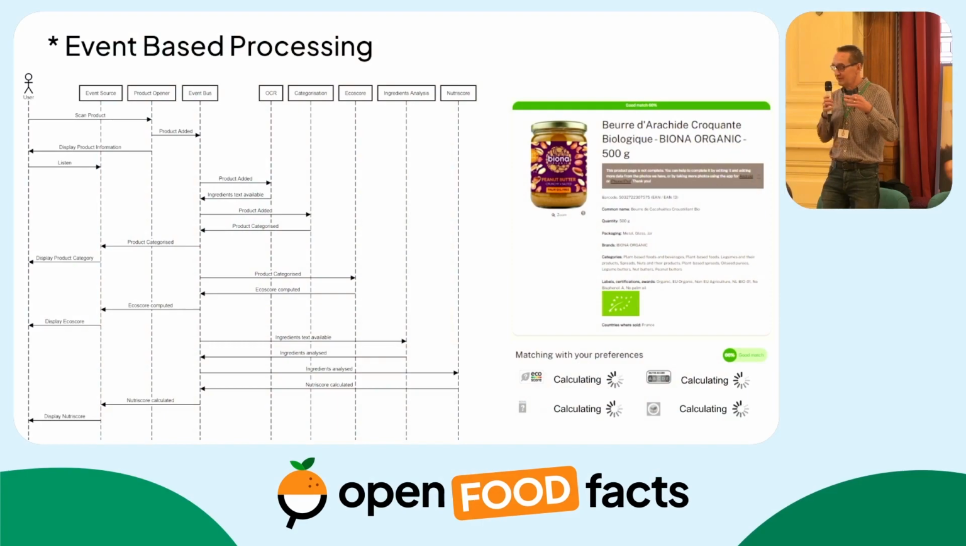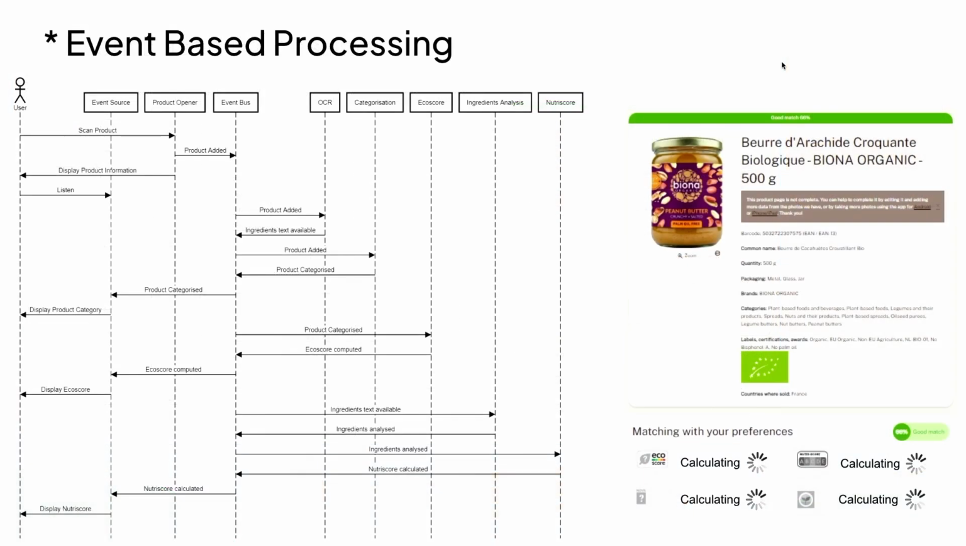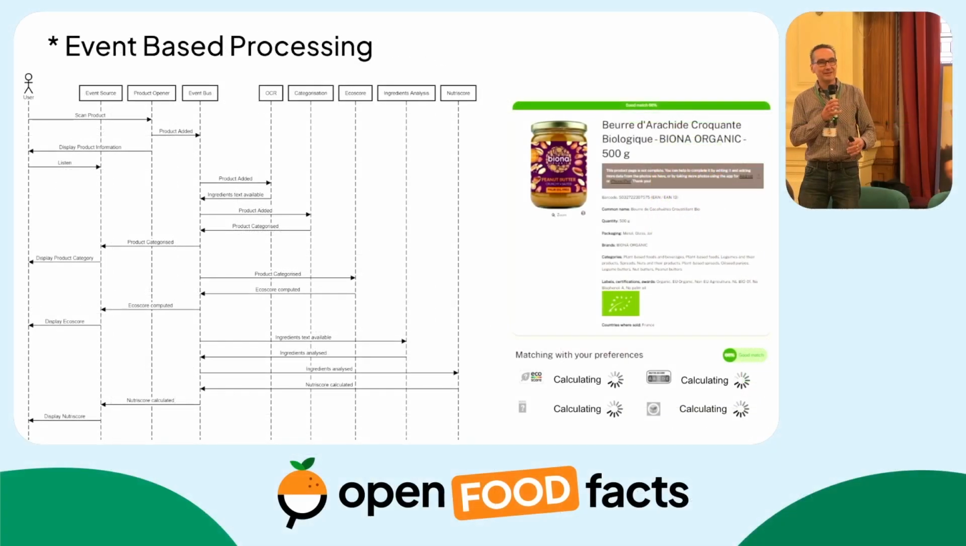So the way you get around that is using an event-based model. So what then happens is that rather than wait for all of these things to happen, when you add a product, it puts it on an event bus and says, hey, there's a new product. And the image scanning says, oh, that's interesting. I'll create the ingredients list. And then it says, there's some ingredients lists.